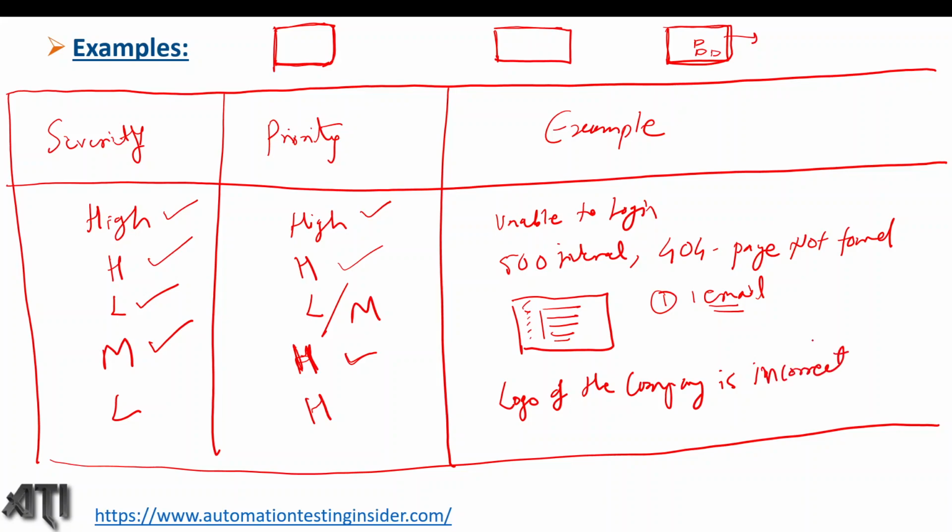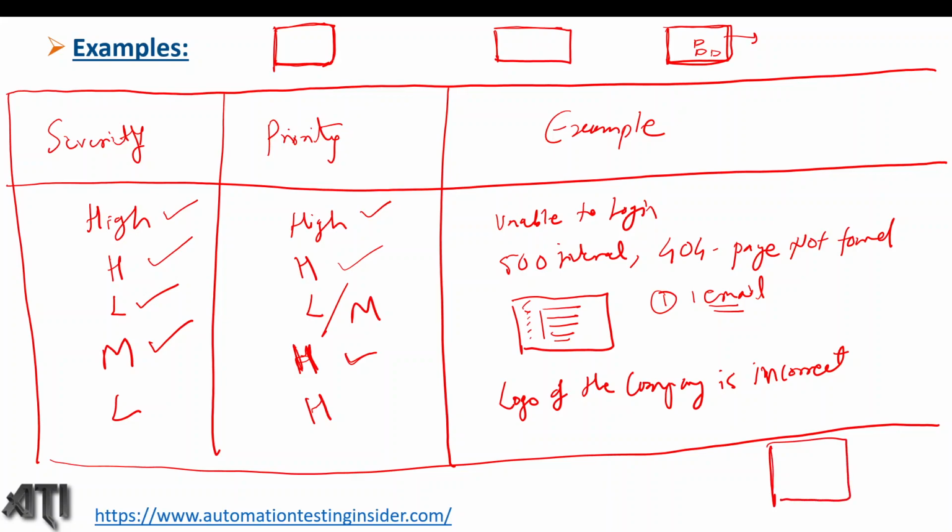If the logo of the company is incorrect, that is a high priority defect, because the logo represents the company. So that is a high priority defect, but low severity because it does not have any impact on the application. Another example of high priority, low severity could be this.